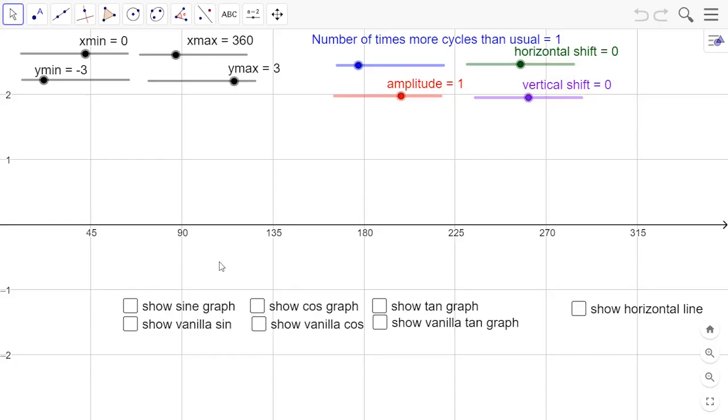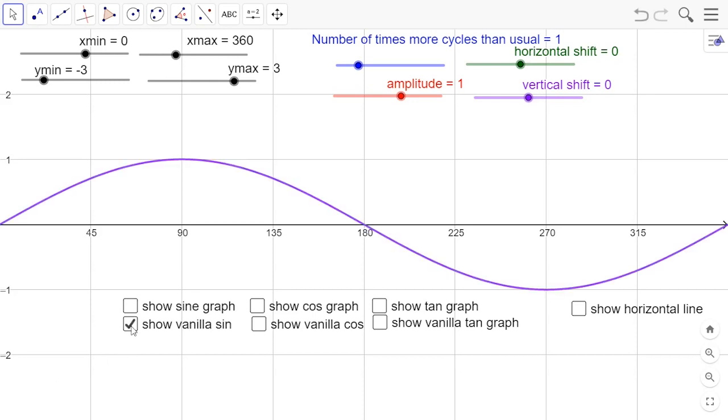We can investigate and explore the different trig graphs. So let's start off with a vanilla sine graph. There it is. Positive in quadrants 1 and 2, negative in the next two, a range from -1 to 1, an amplitude, remember that's half the total height of the graph, of 1, and a period of 360 degrees.